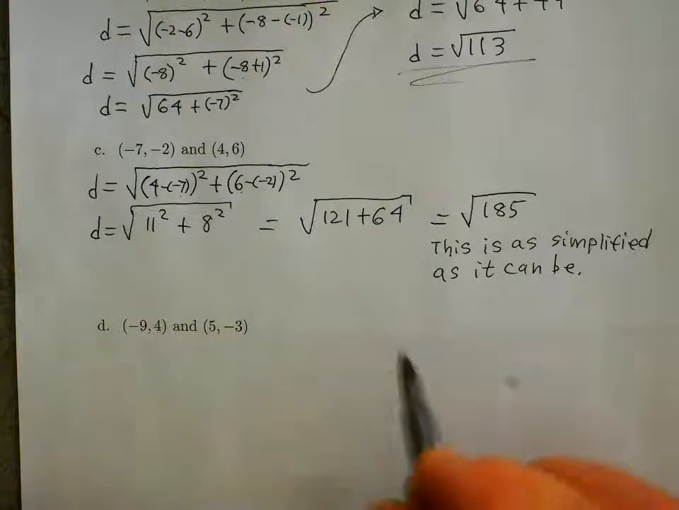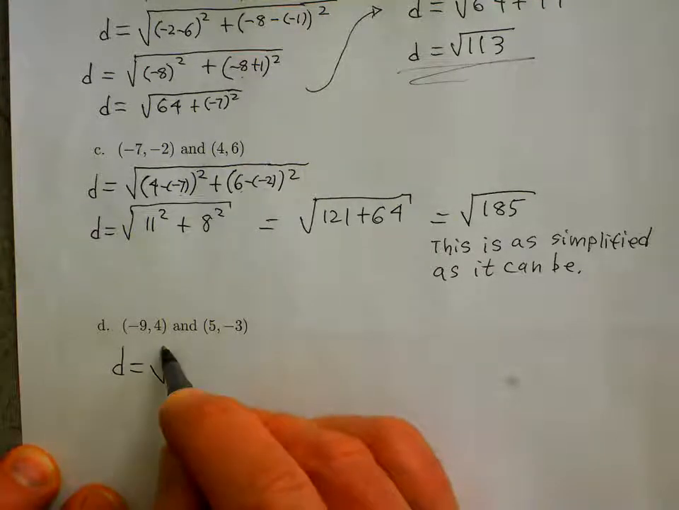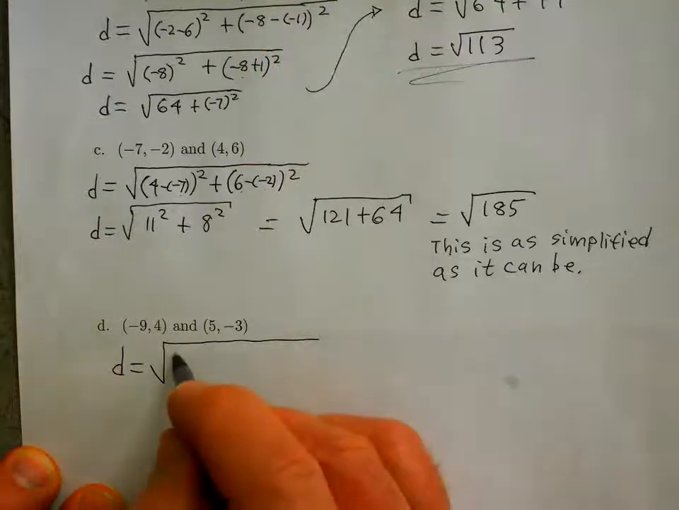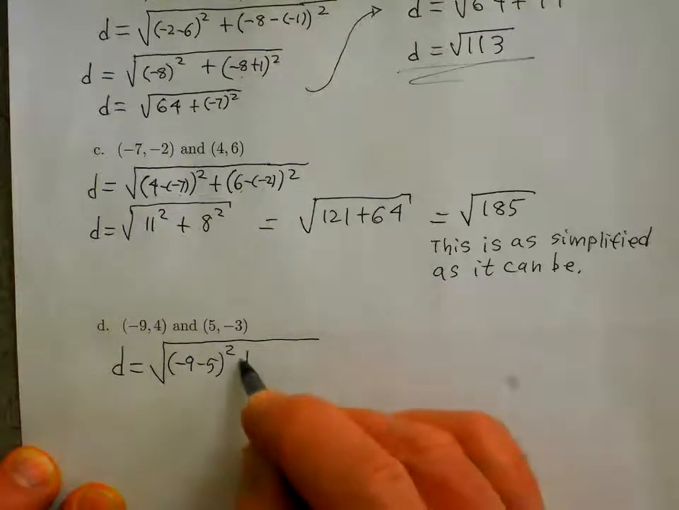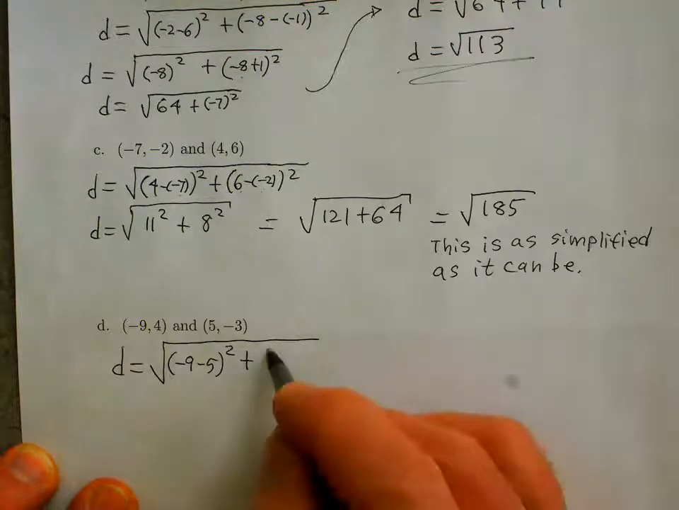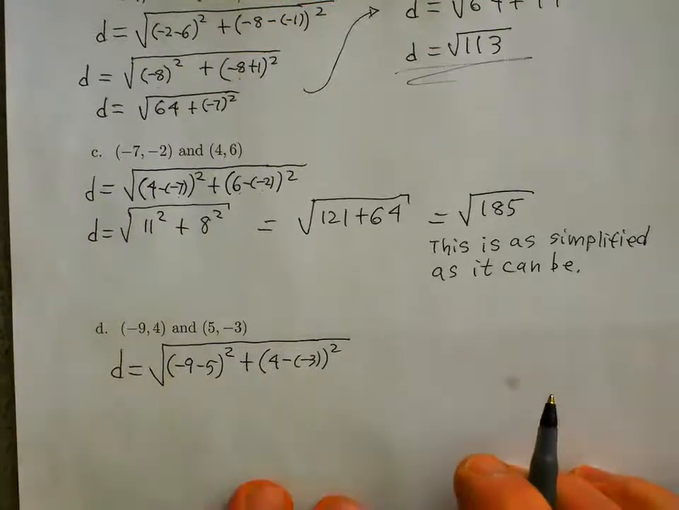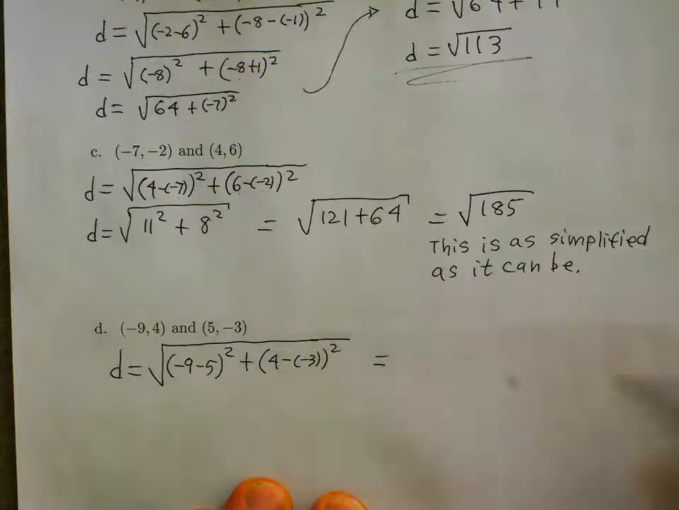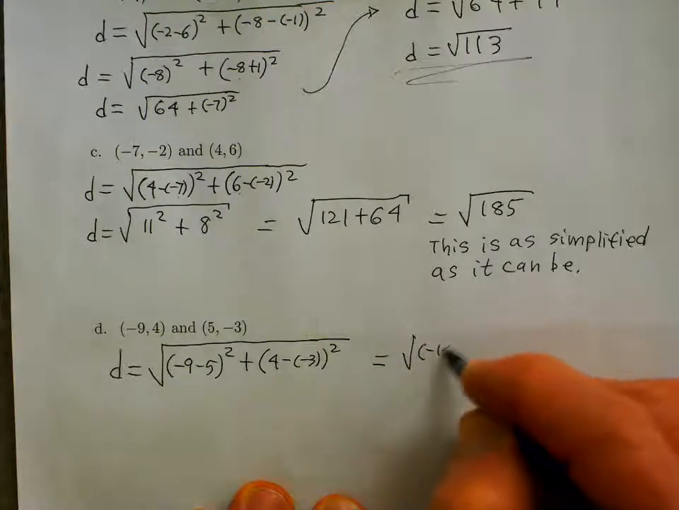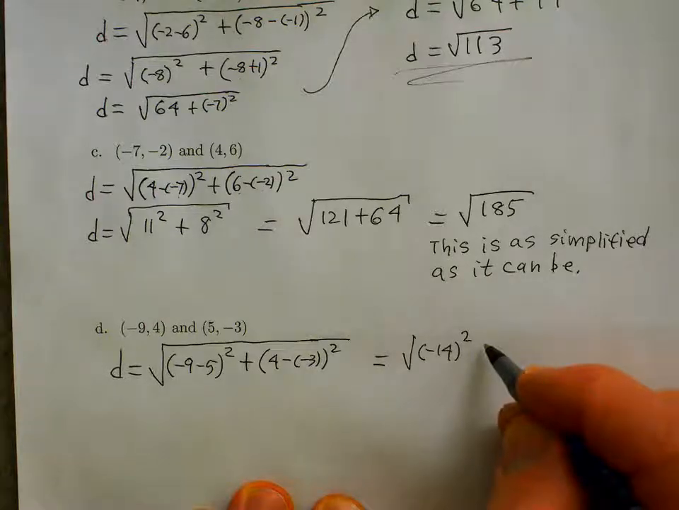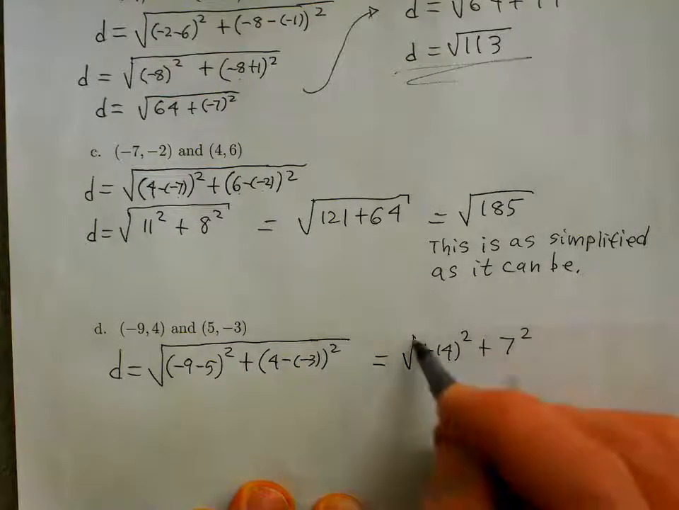Okay, but let's write it out. So the distance is the square root of the quantity -9 minus 5 squared plus, remember the plus, and then the quantity 4 minus -3 squared. Okay, negative 9 minus 5 is negative 14. So the square root of negative 14 squared. 4 minus negative 3 is 7, so it's plus 7 squared.